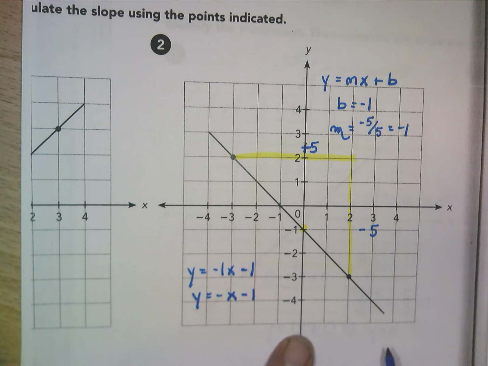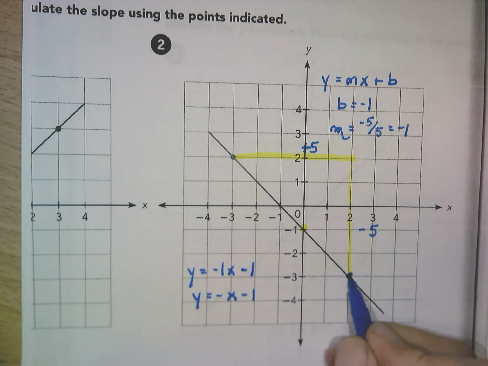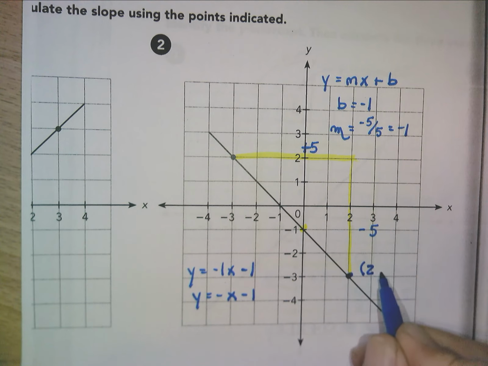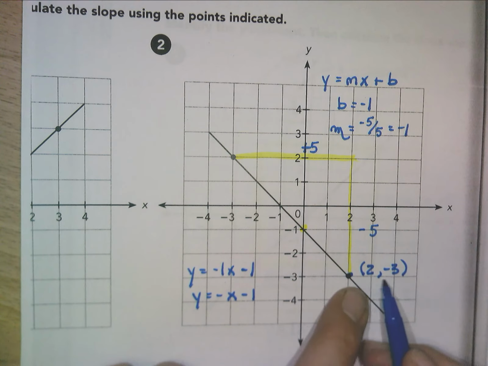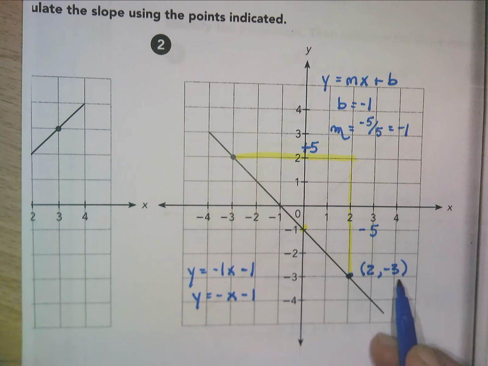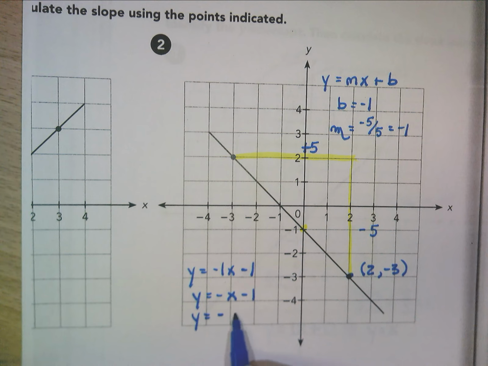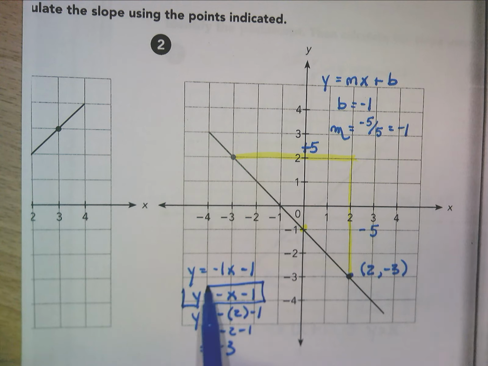Let me check to make sure that works. Let's take this point. This point is (2, -3). If I put 2 into this equation, I should get -3 out. If I put 2 in for x, I should get -3 out. y equals -2 minus 1, which is negative 3. So it works. This is the equation that represents the position of all the points on that line.